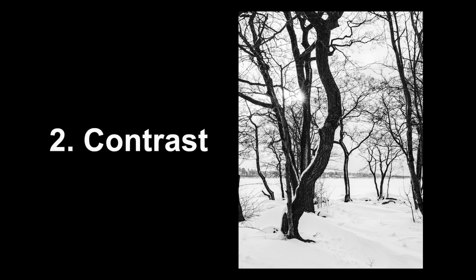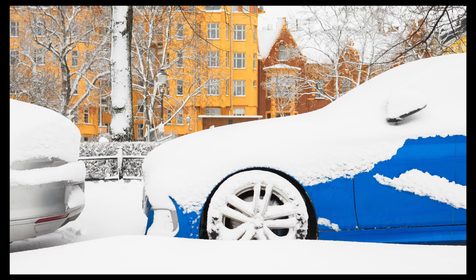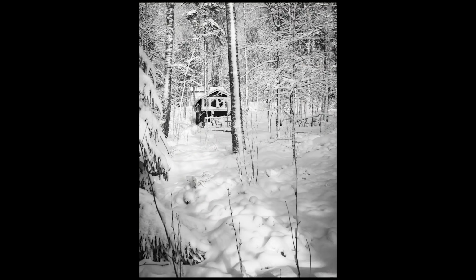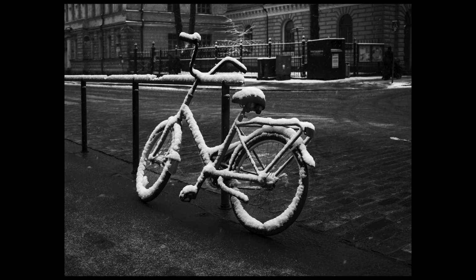And number 2, contrast. Since we don't have colors or color contrast, we need to look at another type of contrast, and that is between black and white. And of course there are a lot of shades of gray between. And since we don't have the colors to work with, we can have an image like this, like the bike here. There is a lot of dark shades of gray and black, and then there is the pure white, the snow on the bike.